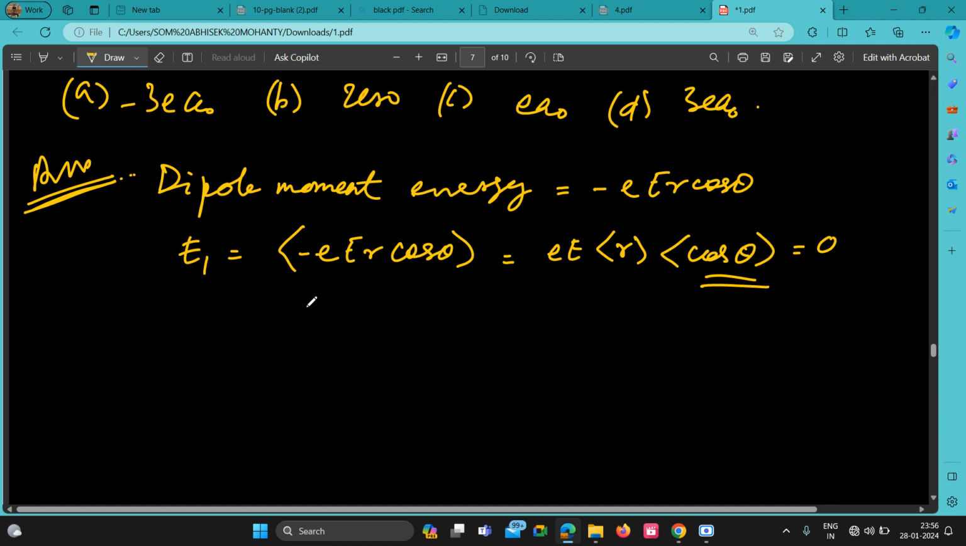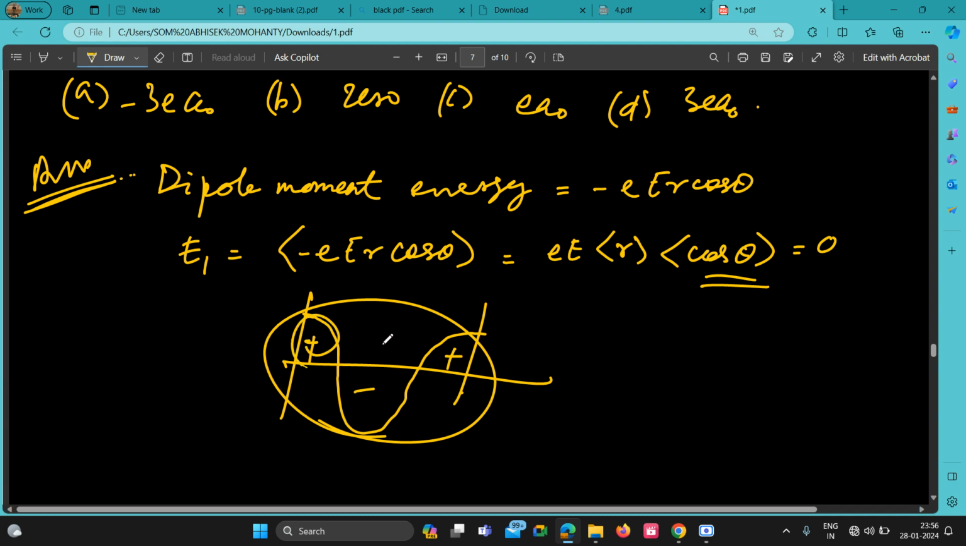Why? Because this is the graph of cos theta. So this is plus, plus, minus. So the average, if we take this, will be adding to this. So the average will be 0. Plus, plus, minus, 0. So the answer will be 0. So the intrinsic permanent dipole will be 0 for the hydrogen atom.